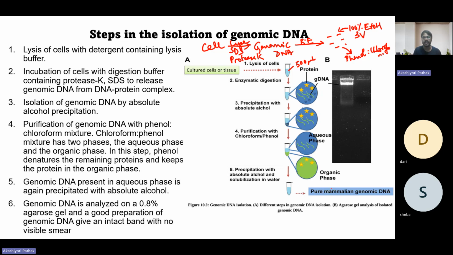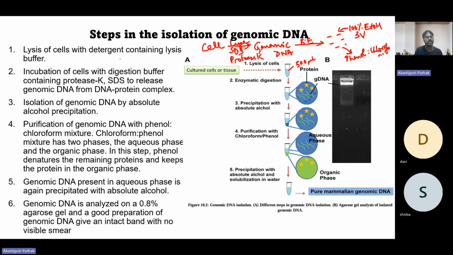Okay, and then what you are left with is pure mammalian genomic DNA, which you can analyze by running an agarose gel, 0.8 to 1% agarose gel. If you get a very clear, crisp single band, then you can be assured that yes, you have isolated the pure genome from your cell. Okay.